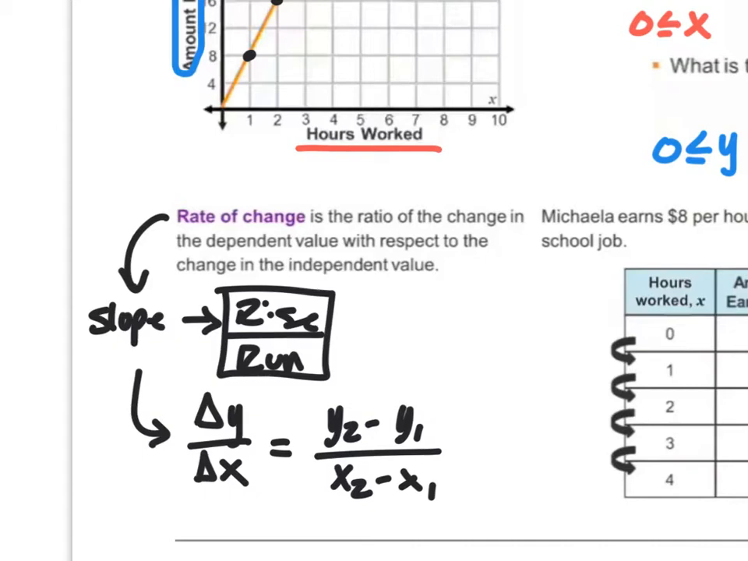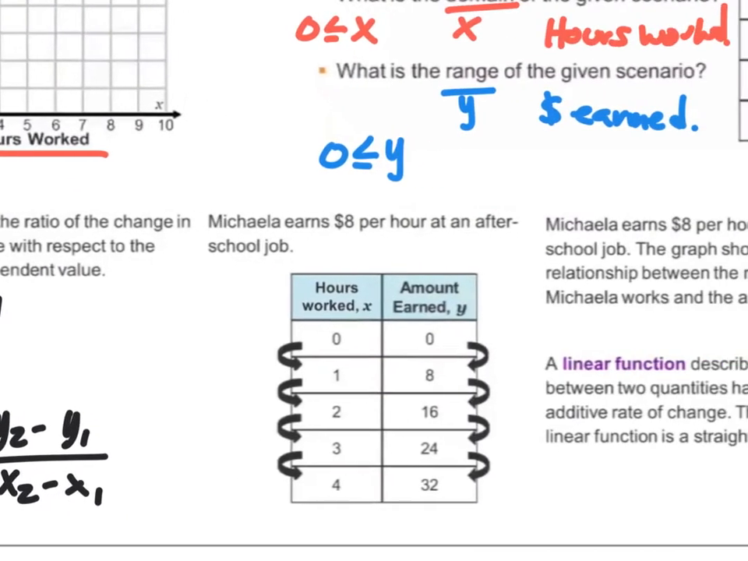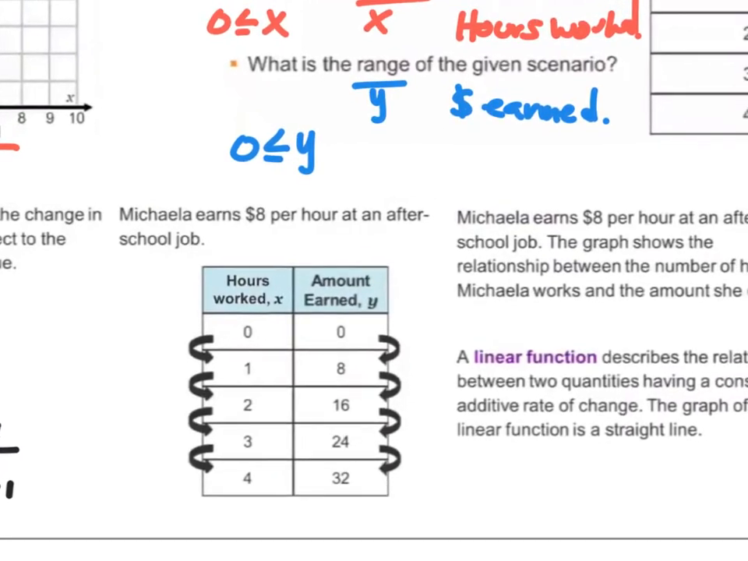But in the definition here, it says it's the ratio, so you have a fraction: the change in the dependent variable, which is the change in the y value, with respect to the change in the independent variable. So the change in y over the change in x. And that's the thing here: you look at that same table that we had, the hours increased by 1 each time. So all the hours increased by 1, but then the amount earned changed at a rate of 8.